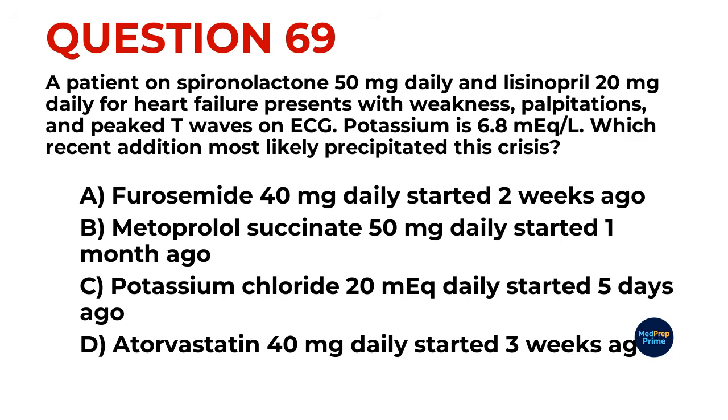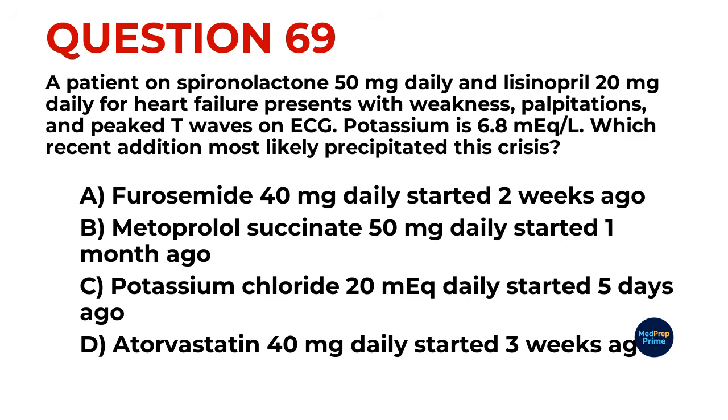A patient on spironolactone 50 mg daily and lisinopril 20 mg daily for heart failure presents with weakness, palpitations, and peaked T waves on ECG. Potassium is 6.8 mEq/liter. Which recent addition most likely precipitated this crisis?